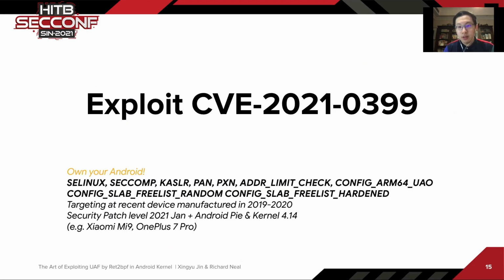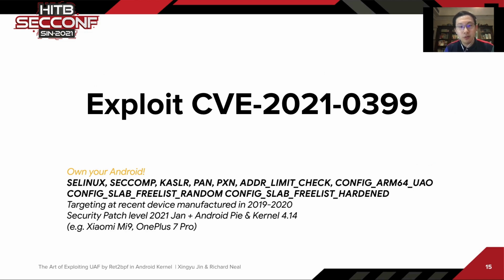Specifically, you may see the following mitigations are enabled for Android Pie devices: address limit check, user access override, slab release random, and slab release harden. Later I will show a demo on how to exploit a Xiaomi Mi 9 device with the latest kernel version 4.14 for Android Pie with the aforementioned mitigations.